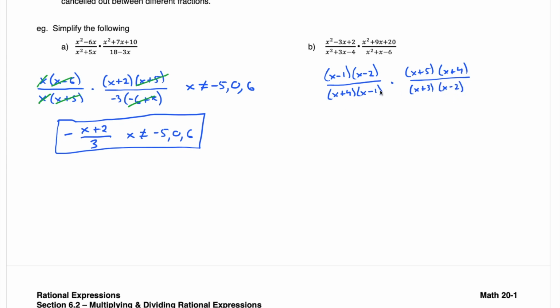If we look at our denominators for our non-permissible values, x plus 4 can't be equal to 0, so that gives us a negative 4, a plus 1, a negative 3, and a plus 2. So once we have our non-permissible values, then we can look for things that will cancel out. And so I have an x plus 4 and an x plus 4, x minus 1 and x minus 1, x minus 2 and x minus 2. And I'm left then with just the x plus 5 over x plus 3.